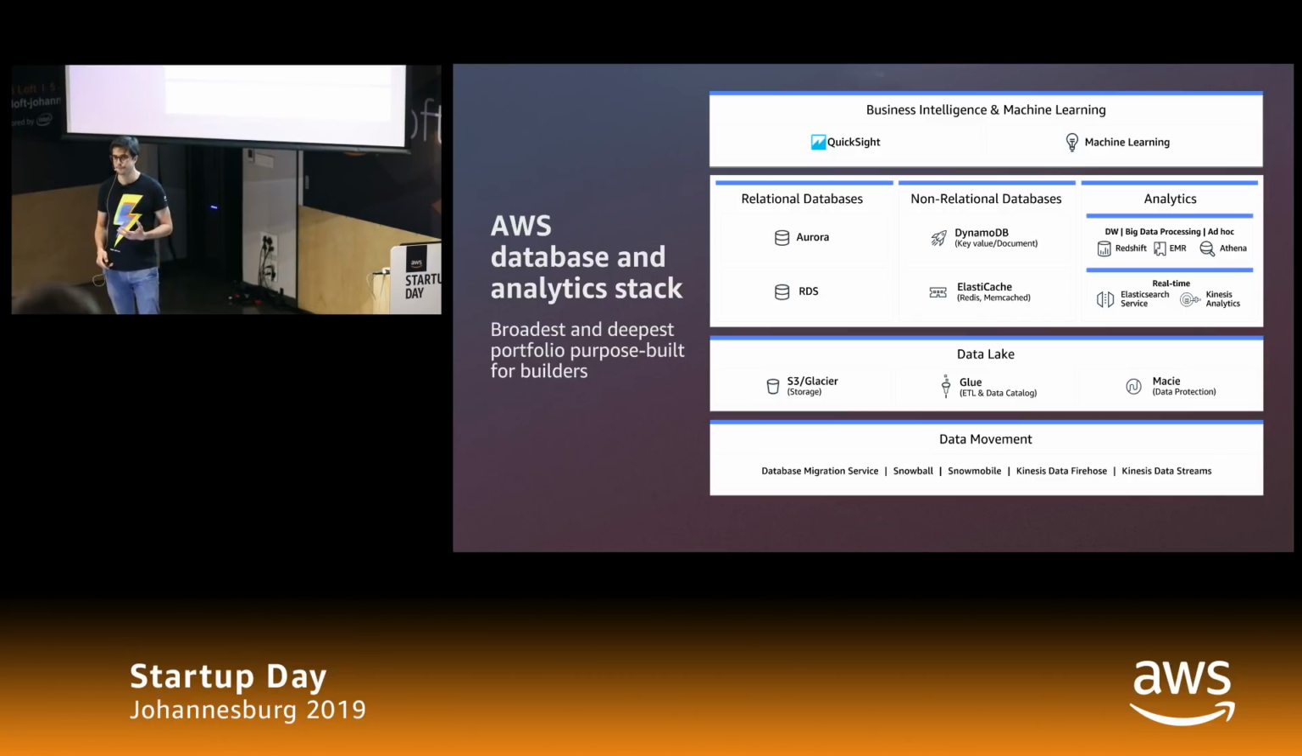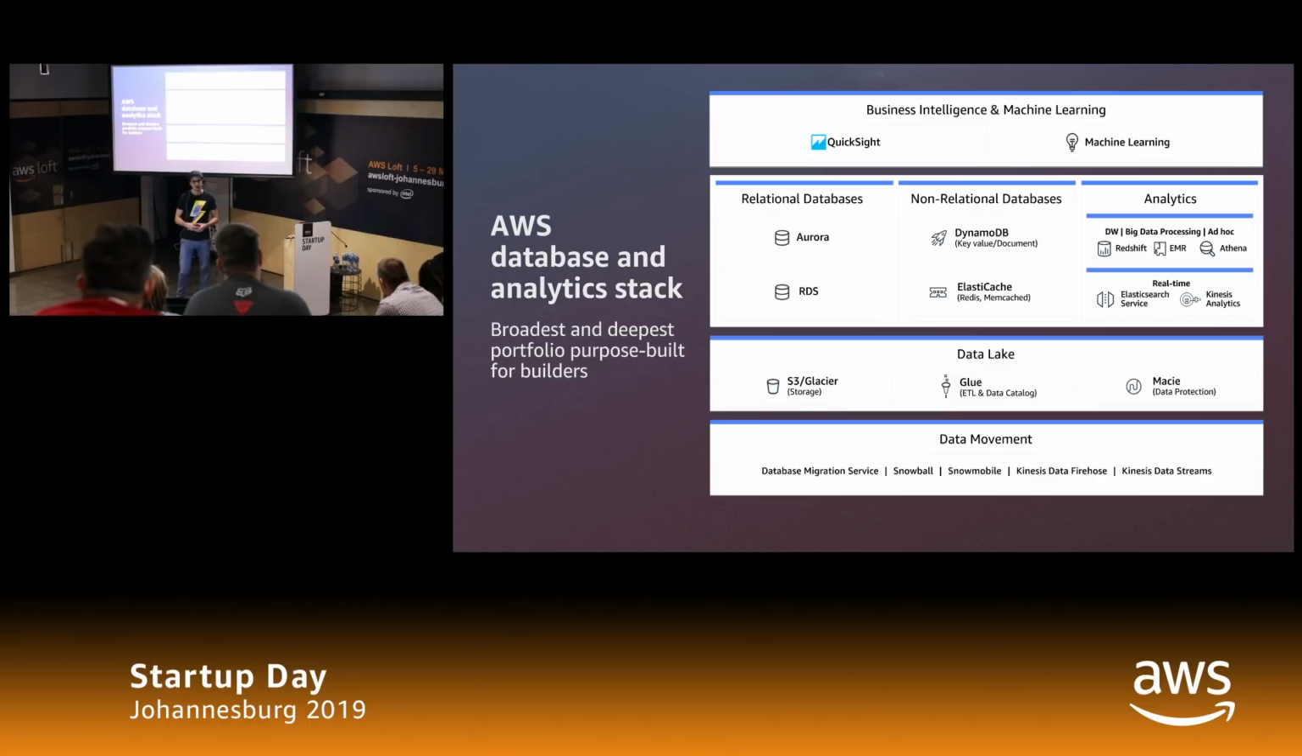From a relational database point of view, we have the RDS service, which has multiple databases underneath. But when I work with startups, the most common databases people use are Postgres and MySQL. And they're both supported in Aurora. Aurora is a way of scaling your database without needing to break away from your Postgres or MySQL database. It gives you increased performance and more efficiencies.